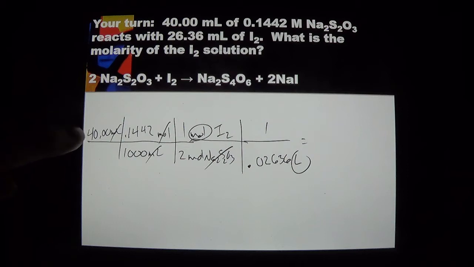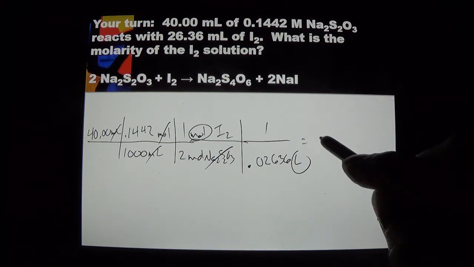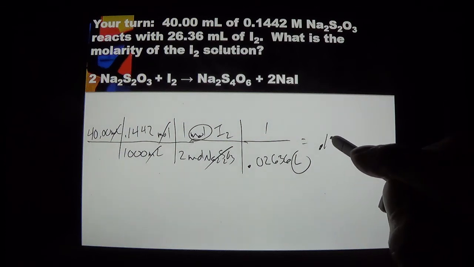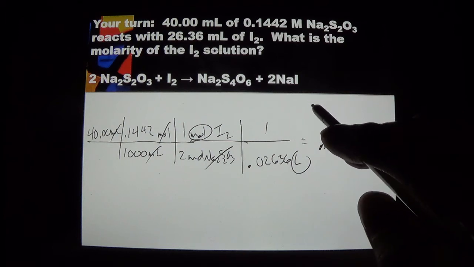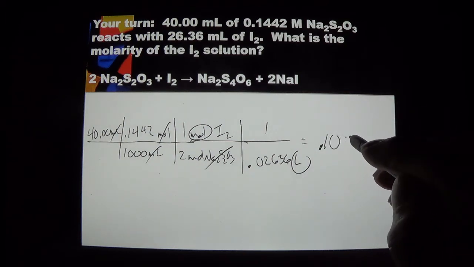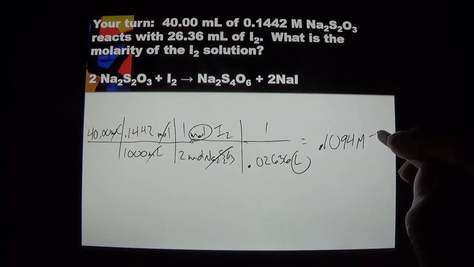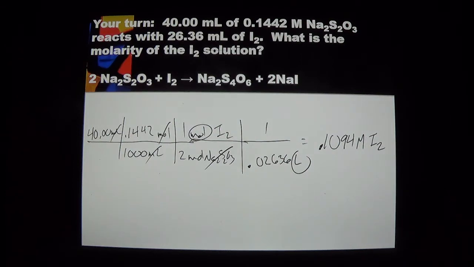Okay, so I'm going to take the 40 and divide by 1,000. I'm going to multiply by the 0.1442. I'm going to divide by 2, and I'm going to divide by 0.02636, and I get the molarity straight out of the calculator at 0.0, how many sig digs? I see 4444. Let me go for 4. So 0.1094 molarity of I2. There we go.